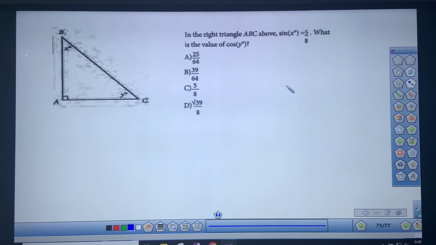Sine of x is 5 over 8. So there's x, and sine is opposite over hypotenuse. So opposite x would be 5, and the hypotenuse would be 8. And they want cosine of y. So cosine of y would actually be 5 over 8 also. That would be choice C. Remember, cosine is adjacent over hypotenuse, and the side adjacent to angle y would be 5.